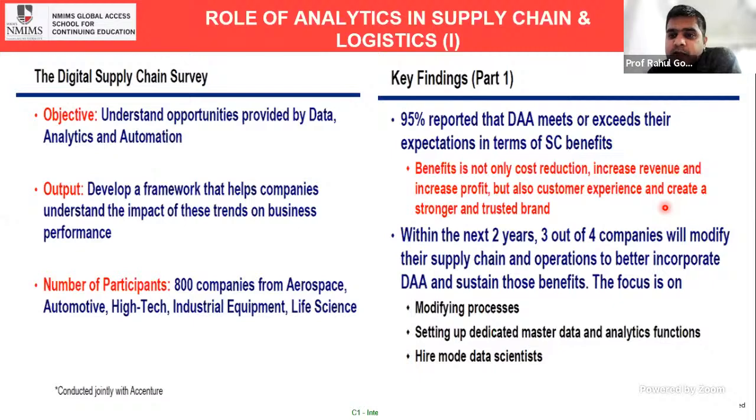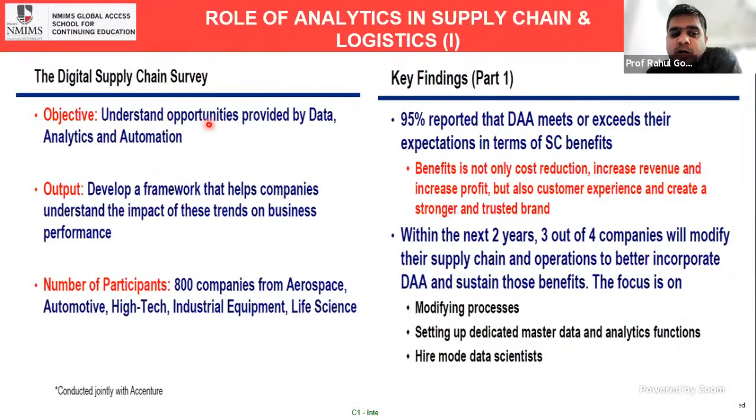So this is one survey which was done in collaboration with Accenture, and I think the other body was MIT. It was done some time back, and they wanted to understand the role of data analytics and automation in supply chain, right? And in the survey, they wanted to understand the view or feedback from several organizations, right? So this is a brief about the survey.